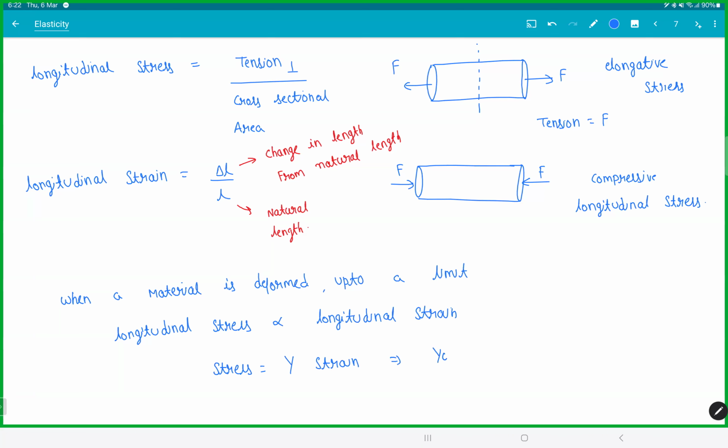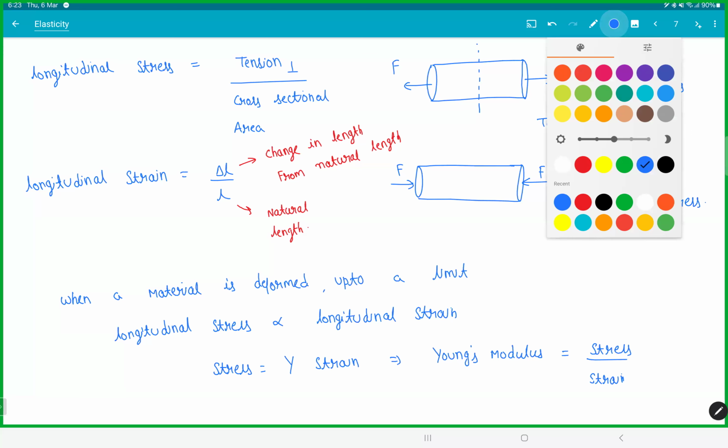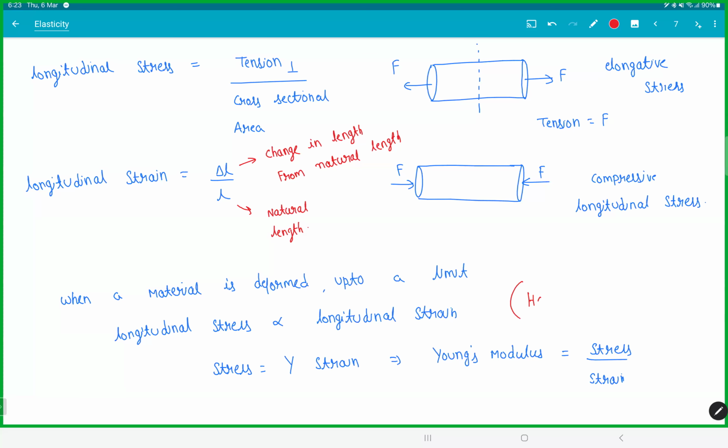So this Y is called Young's modulus, which is the ratio of stress by strain. This is called Hooke's law. So Hooke's law is a region where it behaves like a spring. This will be our first numerical. Have a look at this page.